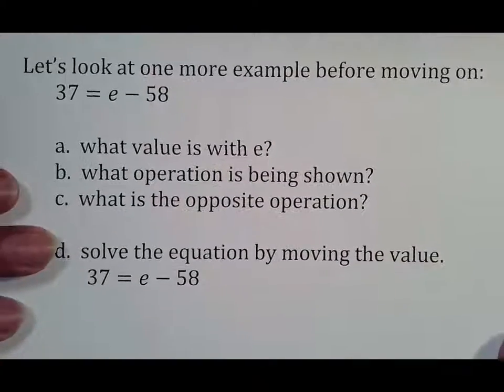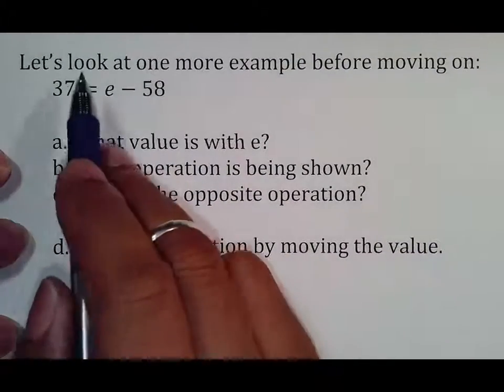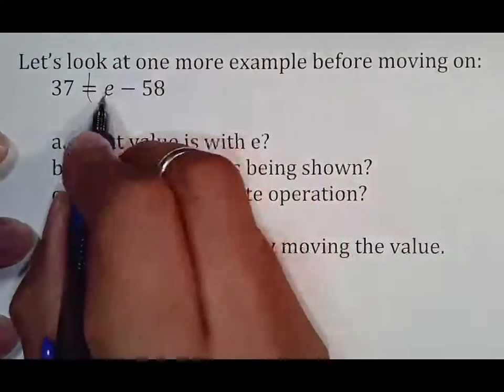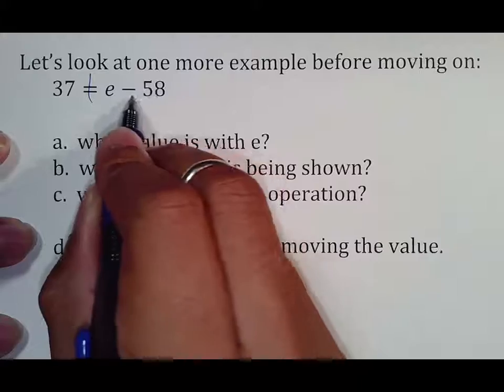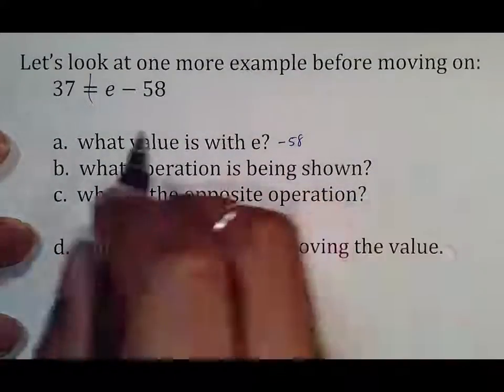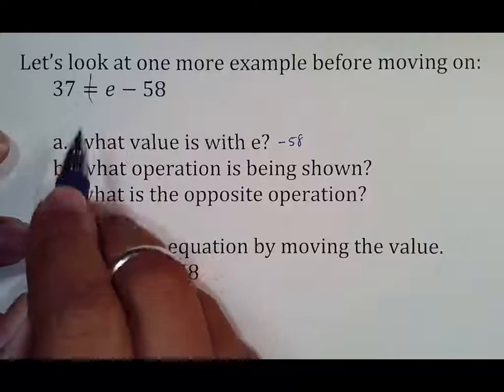All right, let's look at one more before we move on. 37 equals e minus 58. The first question is, what value is with e? Again, if e is on the right and negative 58, remember that's a negative 58, is over there, then you need to put a negative 58 is with e. 37, e can't even see it because that's a wall.